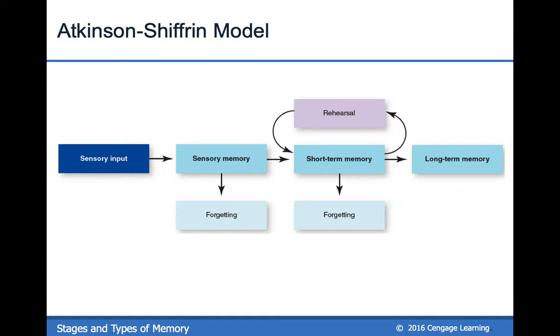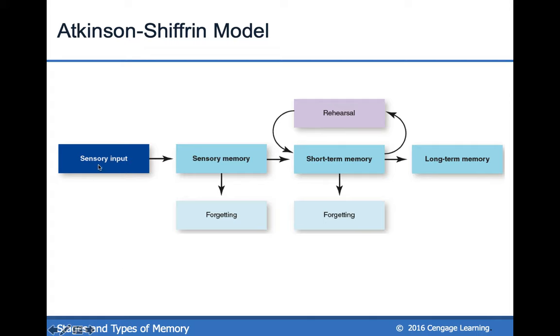So there's a famous model called the Atkinson-Shiffrin model. And this is a representation of how information comes from sensory input into our long-term memory storage as it travels through short-term memory. So first step in this system is sensory input.